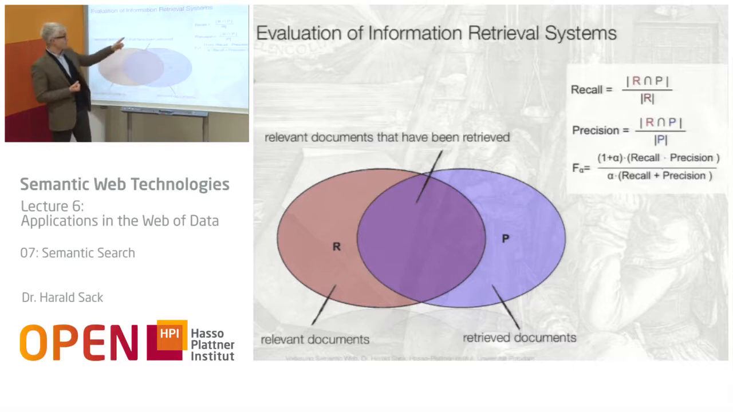So first of all, you have here the recall, and the recall is nothing else but here you take the number of relevant documents that you have retrieved, and you divide this by the number of relevant documents. If you have found all relevant documents, then, of course, the recall is 1.